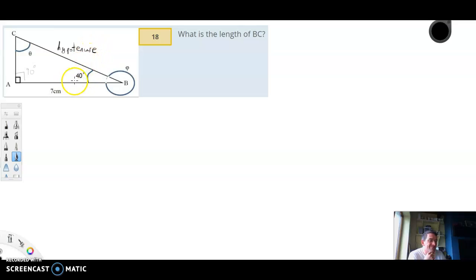Now to find that, we know this angle here is 40 degrees. From the point of view of this angle, say we're standing here and looking across, that side there is the opposite, OPP. And this side here we label the adjacent. So we have the hypotenuse, the opposite, and the adjacent. Now we're looking for the length BC, the distance between the points B and C, which happens to be the hypotenuse. We call that H for short.